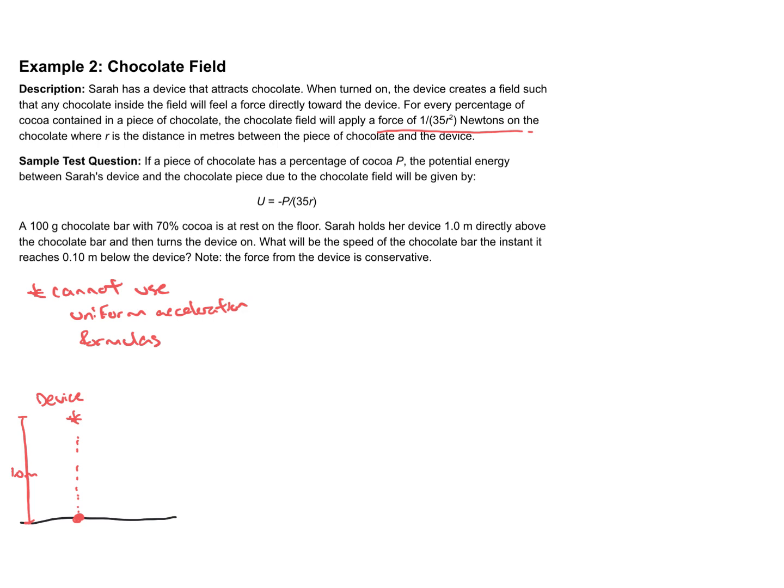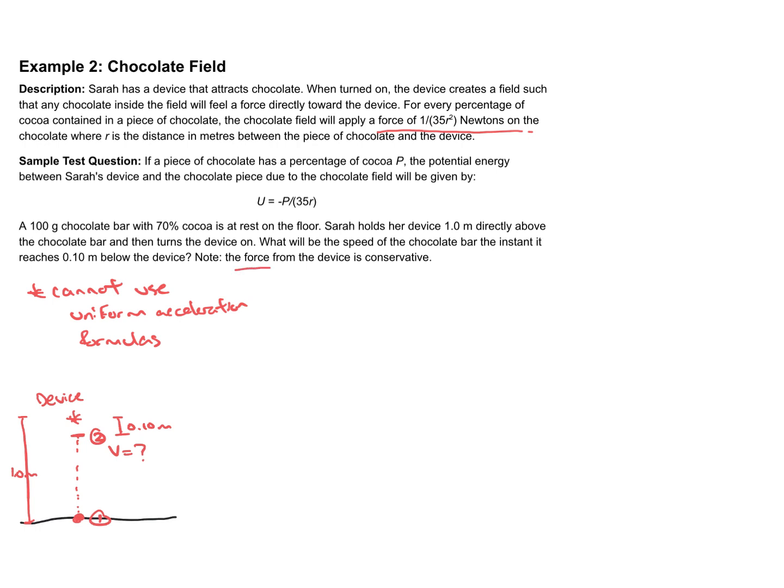But that's okay. We can still use conservation of energy. So this will be point number 1. The chocolate bar starts at rest on the floor. It's going to rise until it gets to point number 2 here, which is described as being 10 centimeters lower than the device, 0.10 meters lower than the device. The question is, what is the speed at point number 2?